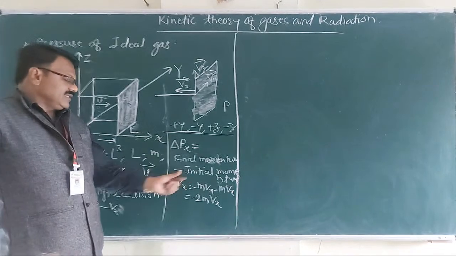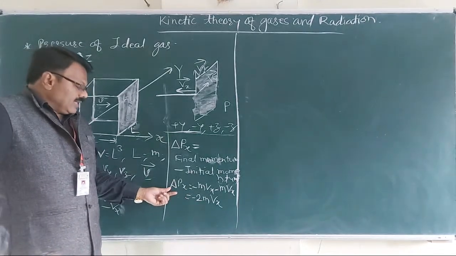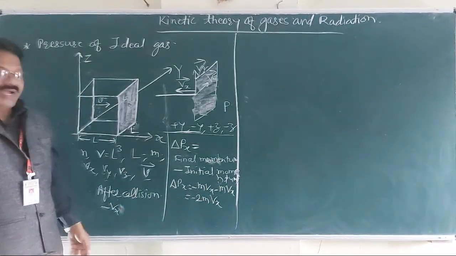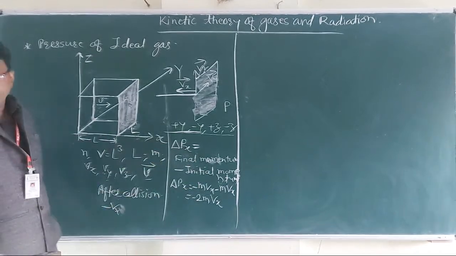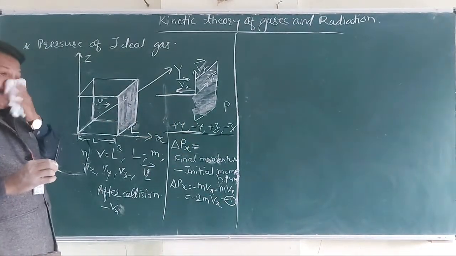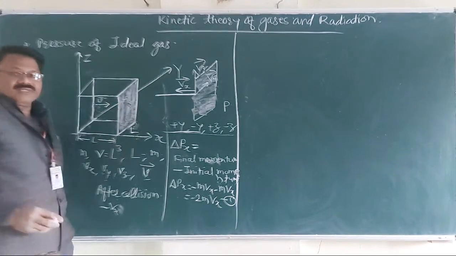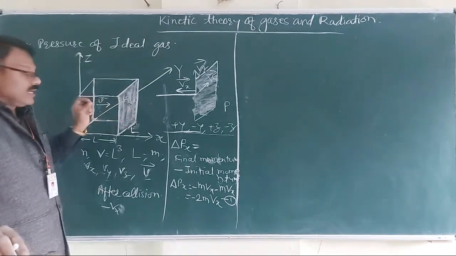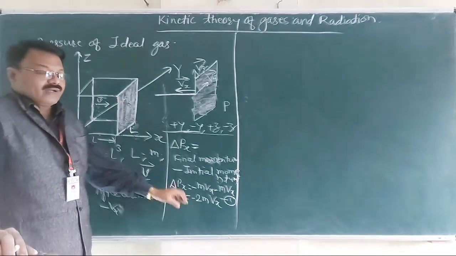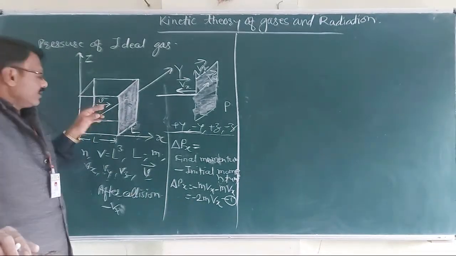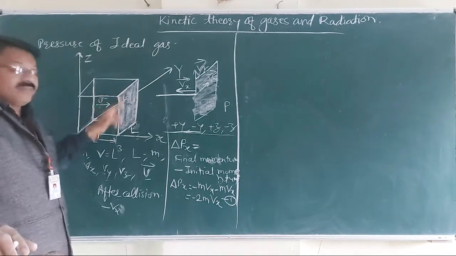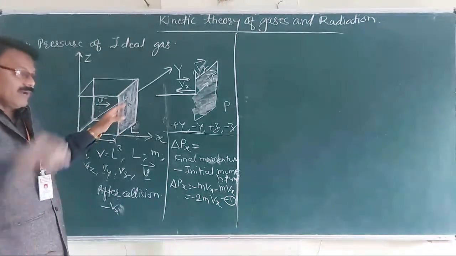This is the change in momentum. Final momentum minus initial momentum, it is equal to delta px, which is equal to minus 2m into vx. Now this momentum is given after collision. This momentum is given to this phase, but this is positive because this is negative. Negative means there is a loss of momentum by the molecule, and it is given to this phase, means this is the gain of momentum by the phase.